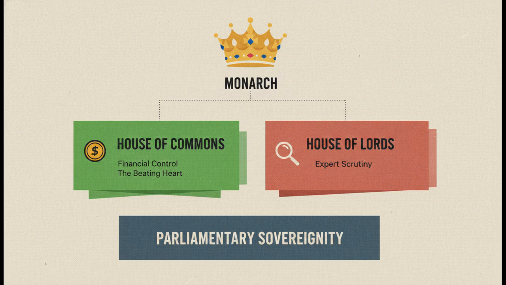The House of Commons, that is the beating heart of the whole operation. It's directly elected, and crucially, it controls the finances and the government itself. Sitting above them is the House of Lords, which steps in to provide expert scrutiny rather than day-to-day governing. But the magic key here is parliamentary sovereignty. Parliament is literally the supreme legal authority in the UK. It perfectly blends deep historical tradition with the immense practical power of the elected Commons.